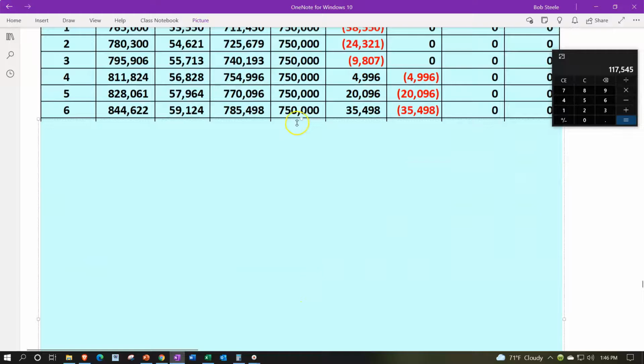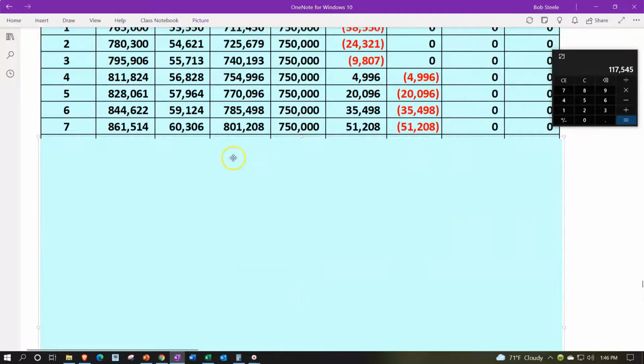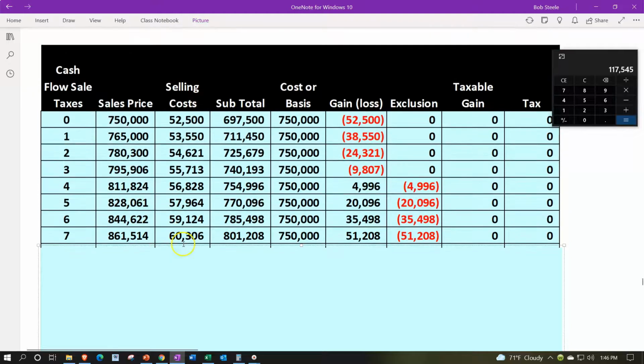But if I go down and I say, well, what if I sold it down here in like year 7? I sold it for 861,514. The costs of selling 60,306, so the net sales price after the cost of selling 801,208. I compare that then to the cost, which we say was 750. That's how much we paid for it. We're not going to say there are any improvements that are going to adjust the basis. So that means the difference between that is 51,208. That difference is what you're calling the gain, which would have to be excludable in order for you to avoid any tax implications.